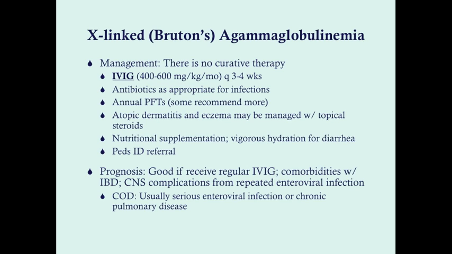There are comorbidities with inflammatory bowel disease. Remember, that's going to just by itself increase your risk of colon cancer. CNS complications can come about from repeated enteroviral infection, which, remember, causes meningoencephalitis, so you can get seizures. The cause of death is usually either a serious enteroviral infection or chronic pulmonary disease, which ultimately causes cor pulmonale and congestive heart failure.